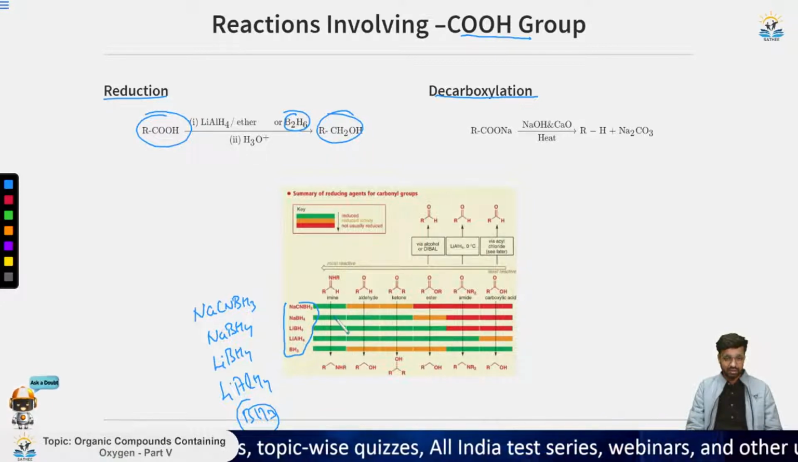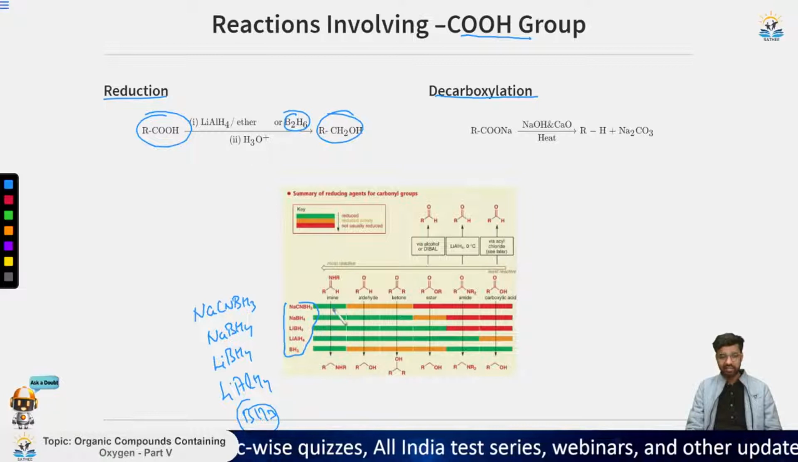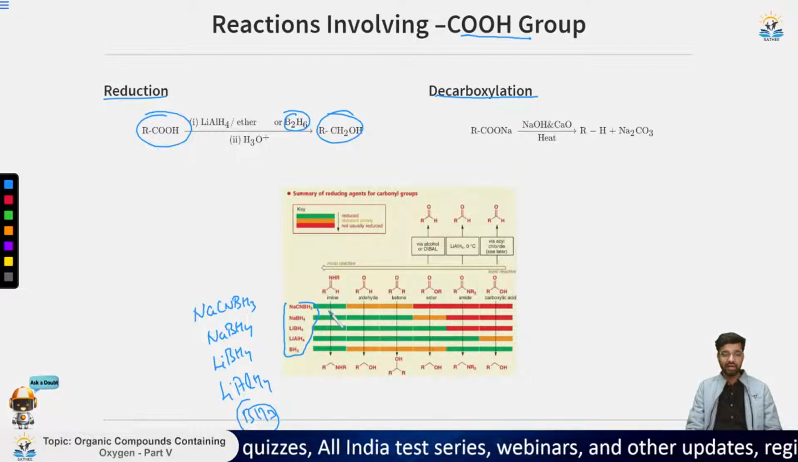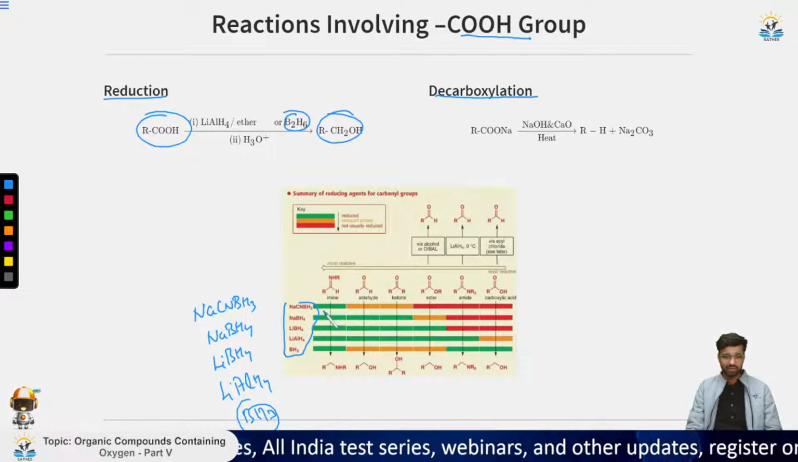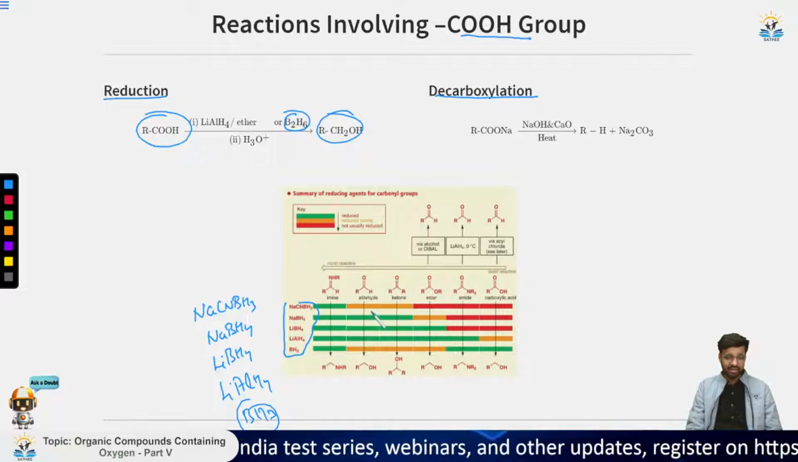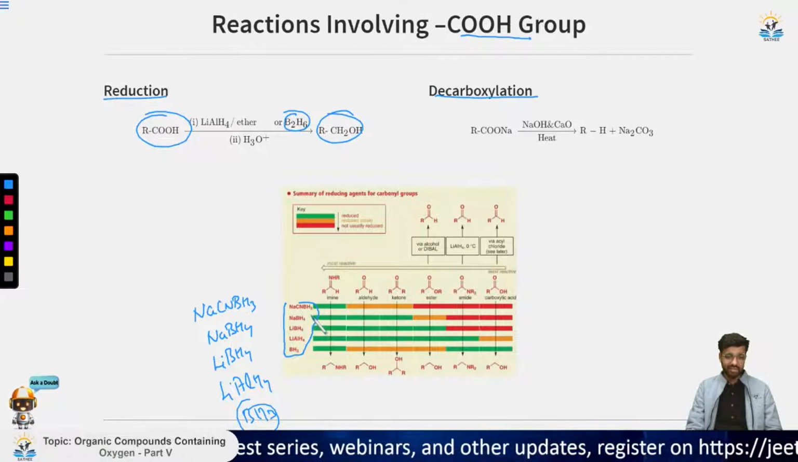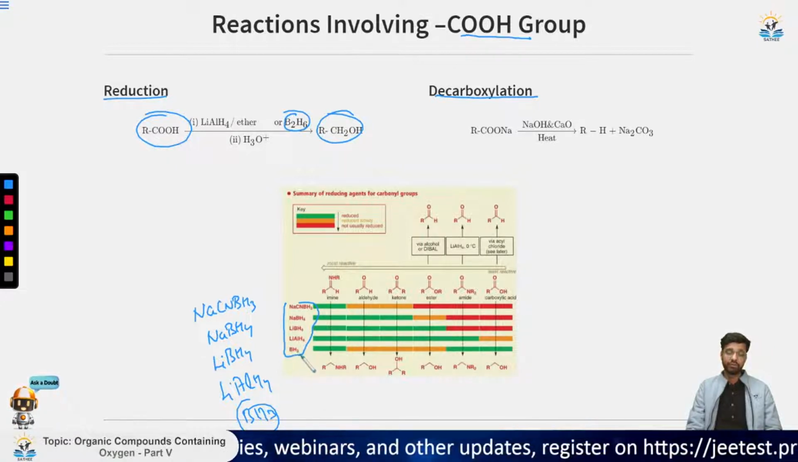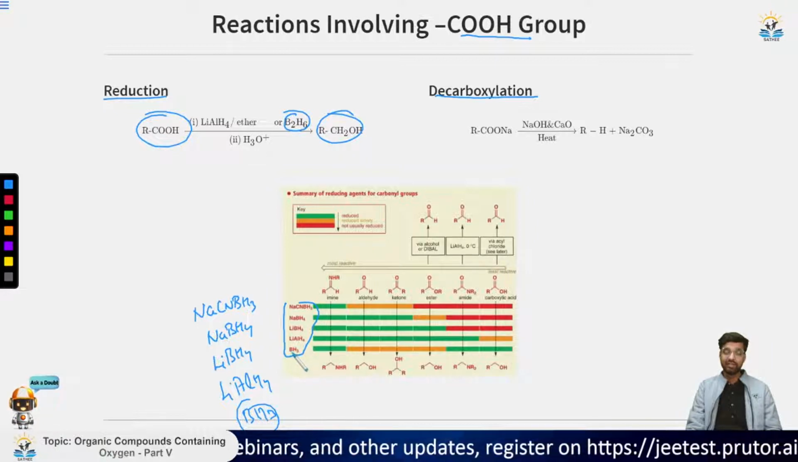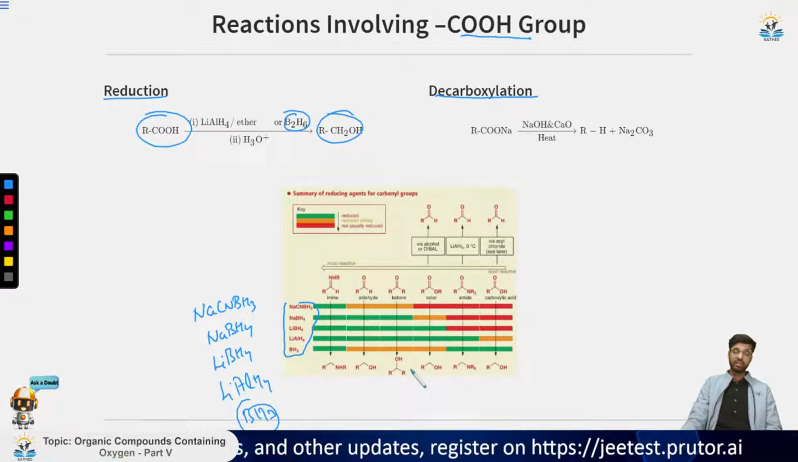Now all these reducing agents easily reduce this imine. So imines are reduced easily by all of these. Next, if you have this aldehyde, then NaCNBH3 and BH3 also reduce it. So this BH3 has a very unique property, and we will see what it is.